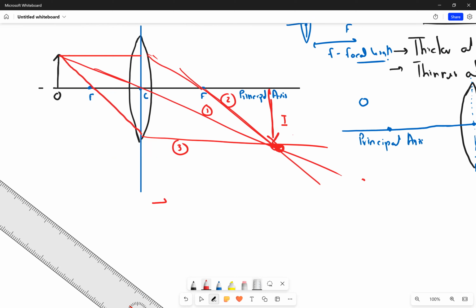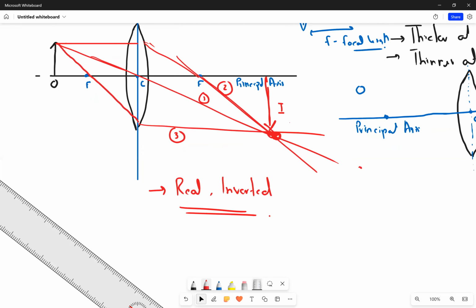The image produced by a converging lens is real and inverted. Why is it real? Because this image can be displayed on a screen, and it's inverted because of the direction of this image. All right. This was the first case of a converging lens.